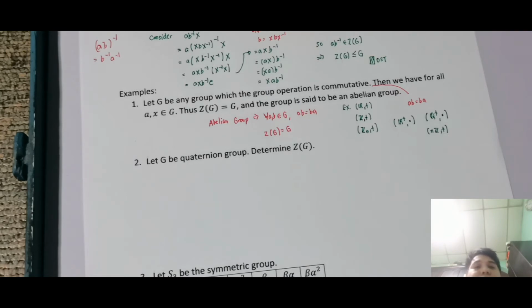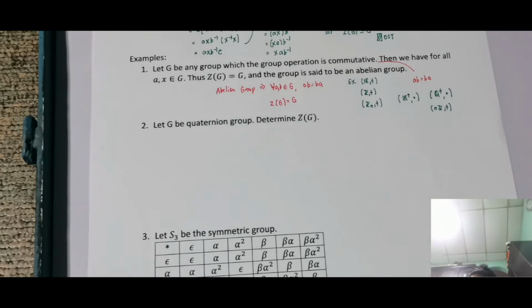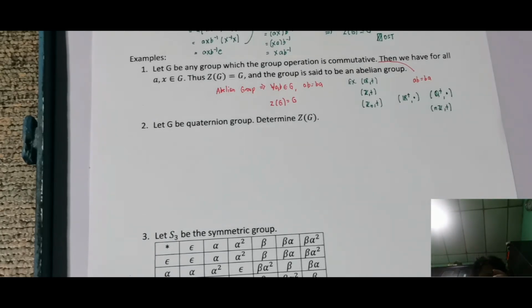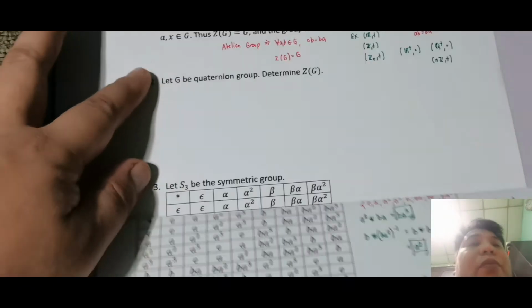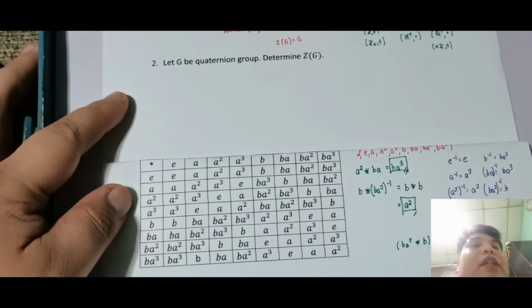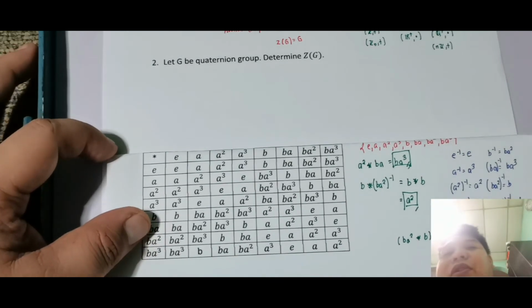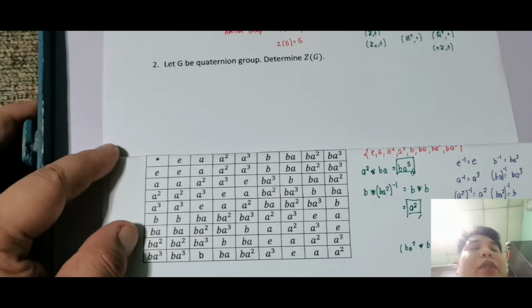Okay, so now, let's have number 2. So, hanapin na natin yung C of G. So, ito medyo madugo, medyo madami. Kasi, marami tayong i-check, actually. So, medyo mahaba to actually. So, susunod tayo dito. Hoping na magawa natin kung mabilisan. Let G be quaternion group, determine C of G.